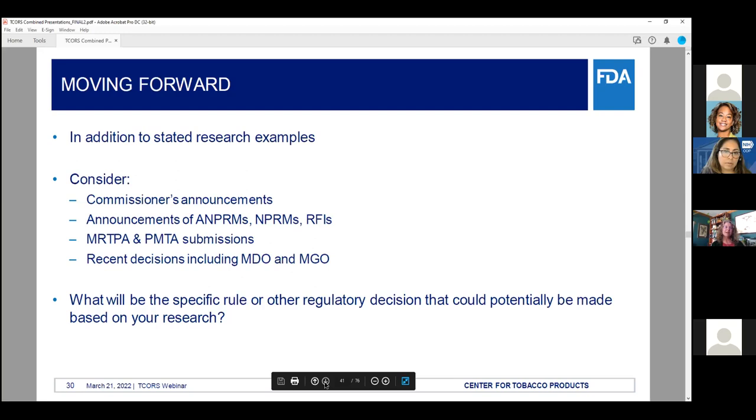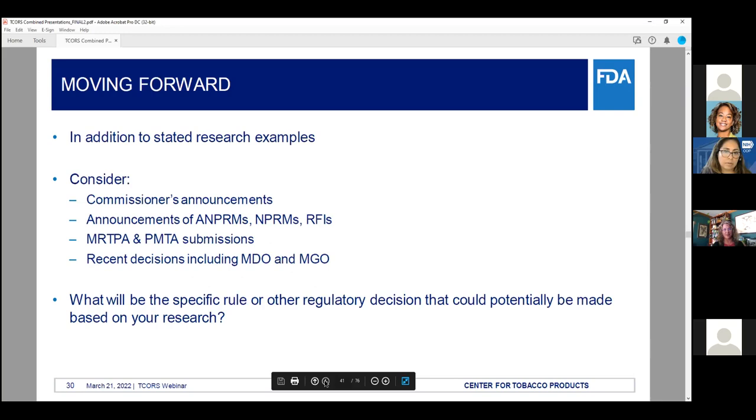I also want folks to consider what CTP says. I know that sometimes FDA can be a little bit of a black box. It's not always clear. We can't always be as transparent as we want to be about the activities that we're working on. But look at the announcements that come from FDA. Look at our newsroom website, our CTP news updates. Think about information that's being shared by our commissioner. Any types of announcements related to notice of proposed rulemaking or requests for information, those are all indicators and can give you some insight into what the types of activities that CTP is working on.